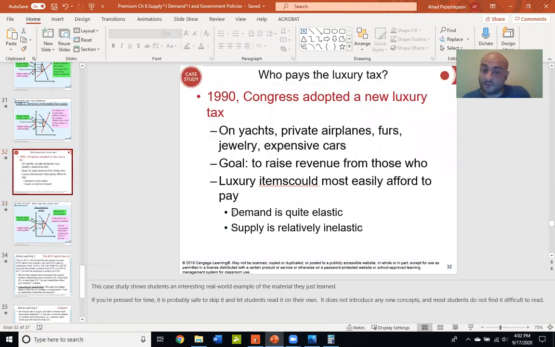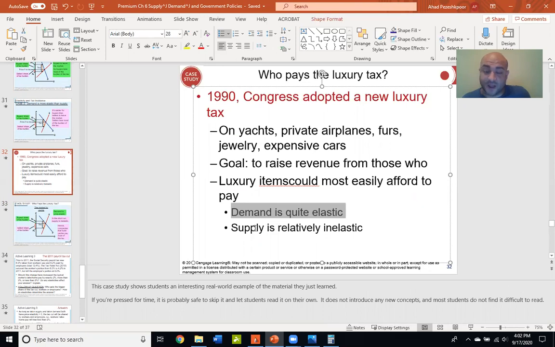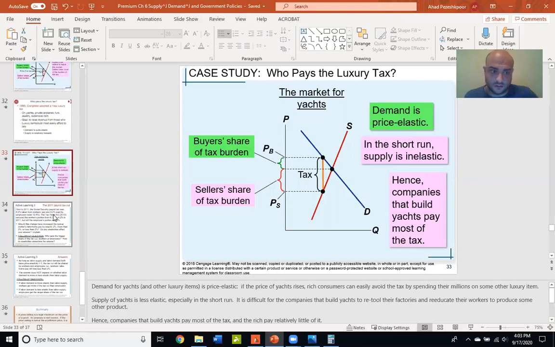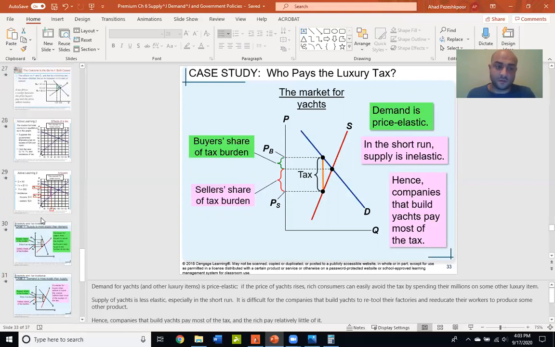One more time. For certain goods like luxuries, demand is quite elastic, while supply is relatively inelastic. Therefore, the rich person ends up paying a smaller share of the tax than the middle income business owner who is providing that service. So this kind of tax system often ends up killing its own purpose. They're missing the point.